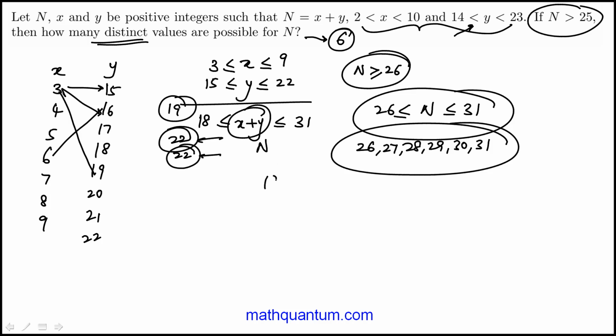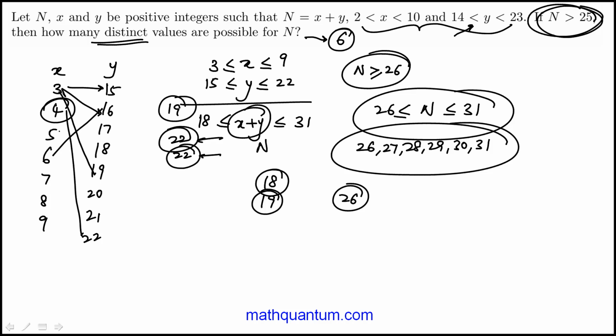So you could say 3 and 15 is 18. 3 and 16 is 19. But these values do not satisfy this condition. So we just go to the first one. 3 with 22 also doesn't work. So you move on to 4, and you say 4 and 22. That gives me the first distinct value.